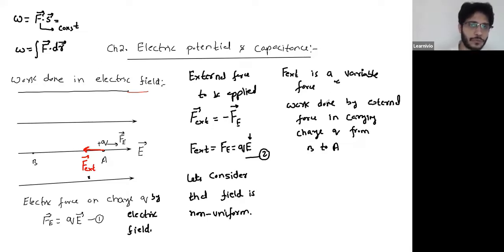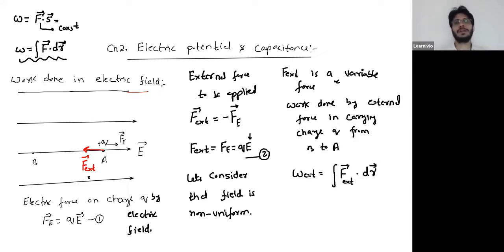So in this case, your force is variable, so to calculate work done, we will use this integral. For work done by the external force, we will write the integral of F external dot dr. This is how we write work done by the external force. Say this is equation number 3. The value of F external can be substituted from equation number 2.